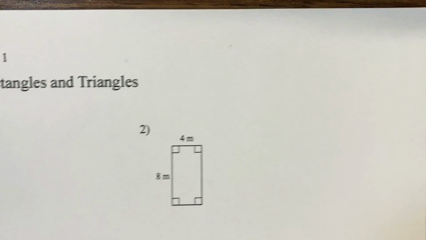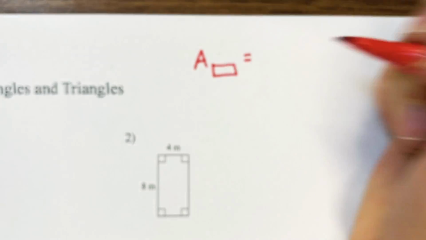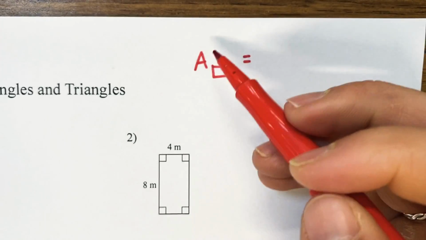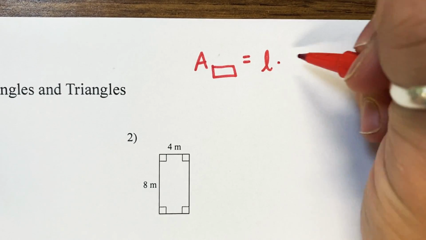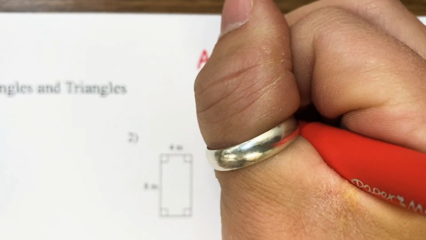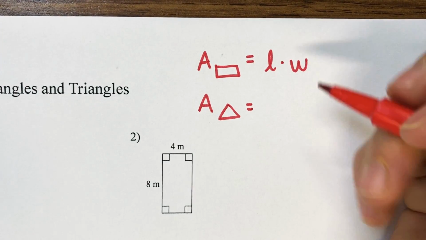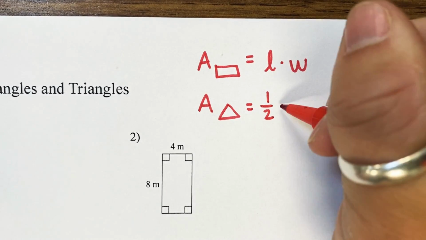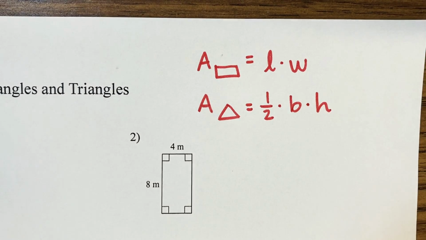Okay, so let's go ahead and up here in our right hand corner, let's write our formulas for these guys. So the first is area of a rectangle. Area of a rectangle is length times width, and we'll talk about what that means in a second. And now we're going to have area of a triangle. The area of a triangle is 1/2 times base, B for base, times height, H for height.